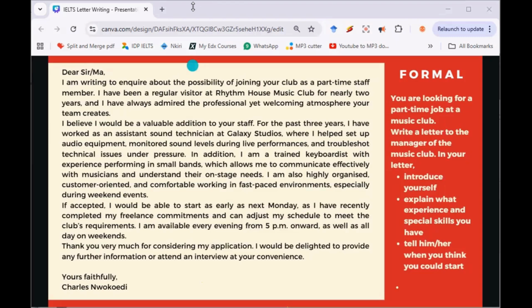So what score would you give this second letter, ladies and gentlemen? Okay, somebody says band 6. For this second letter, why would you give this person band 6? No, band 6 is not possible. I'll give this kind of person band 8.5. Maybe band 8 or band 8.5.